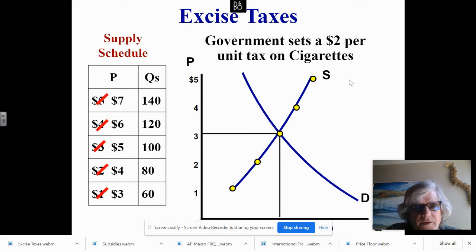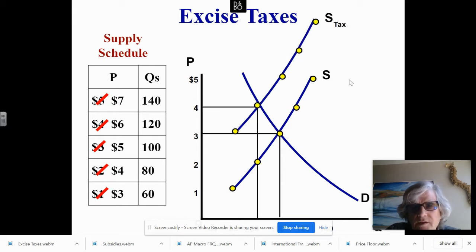So what you're now going to do is add $2. The price goes up to 7, 6, 5, 4, and 3. So this is what happens. You're going to shift the supply curve. And what I normally like to do is go straight from 3 up to 5 by 2.